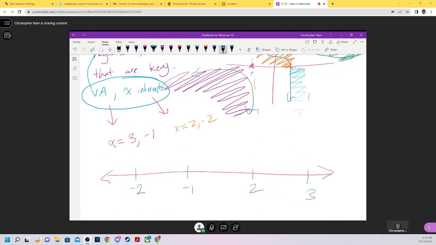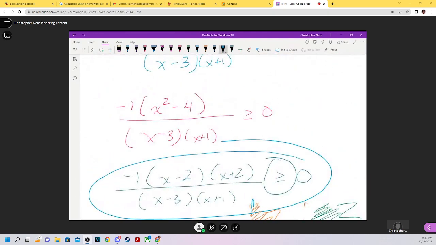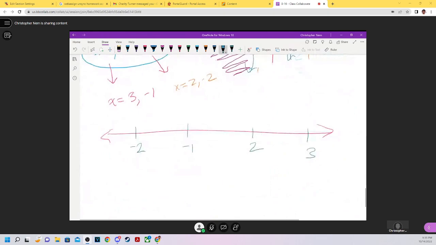I need to know which part for my problem is greater than or equal to 0. So I have to check each region of interest manually. I have to check this region, this region, this region, this region, and this region. So I have to choose test points for each one of these and see if they are going to be greater than or equal to 0. So let's go ahead and do that.